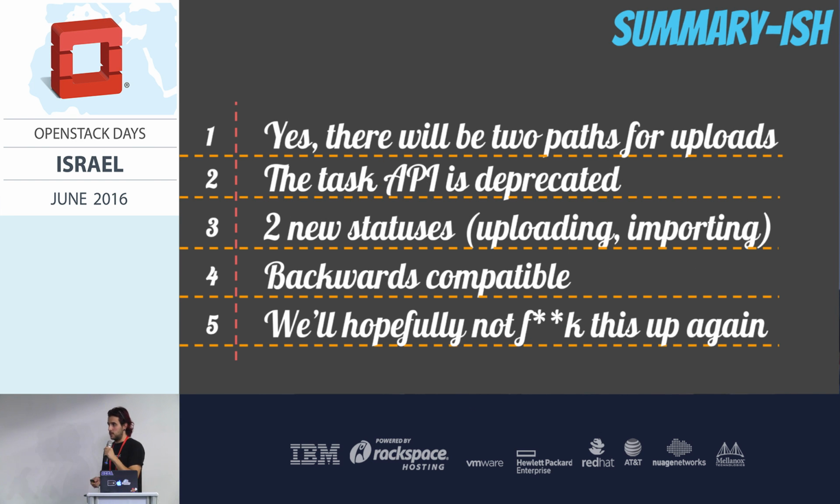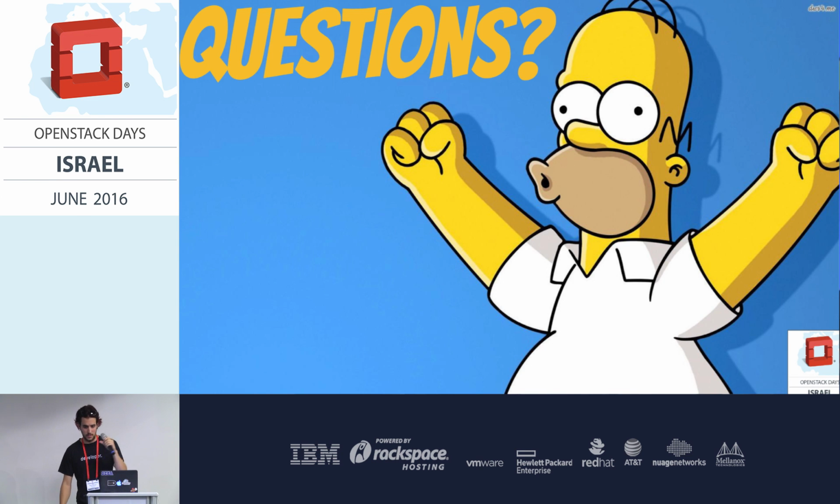Yes, there will be two paths for upload. We'll keep the old API because there's a use case for it. Internally in the cloud, it's not supposed to be exposed publicly. If you do that, that's at your own risk. We don't require that. But we do want you to deploy the first one. The task API is deprecated. Forget about it. It never existed. It did, but it never existed. Two new statuses, uploading and importing, backwards compatible, and we'll hopefully not mess this up again. That's it. Questions?